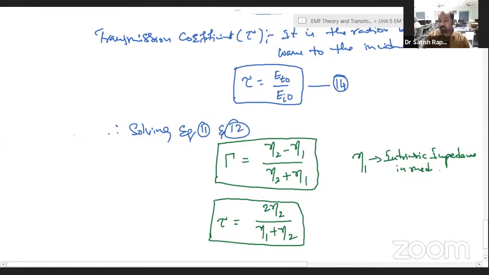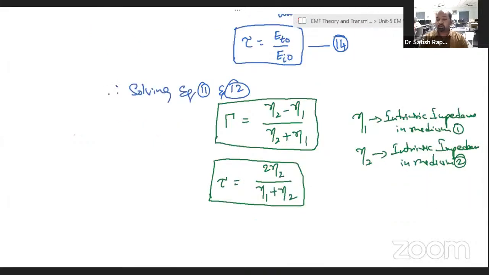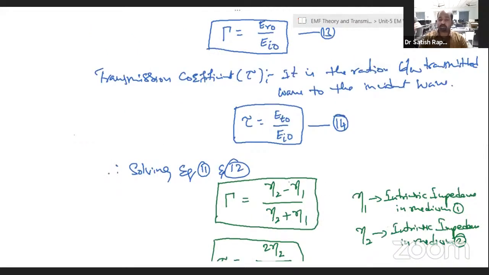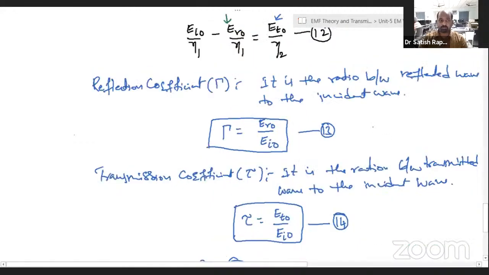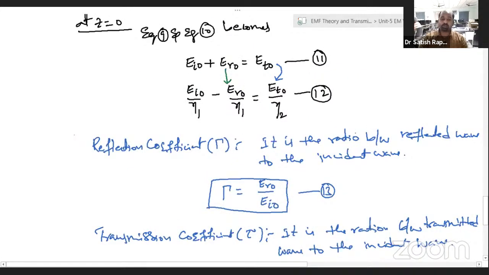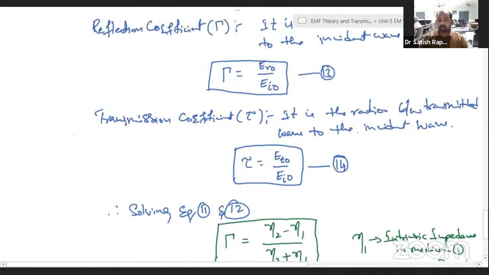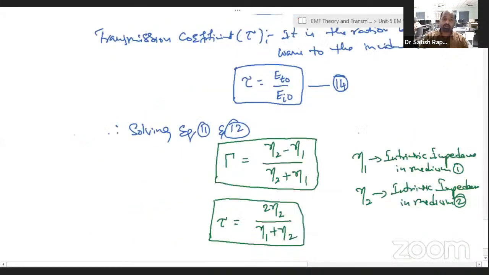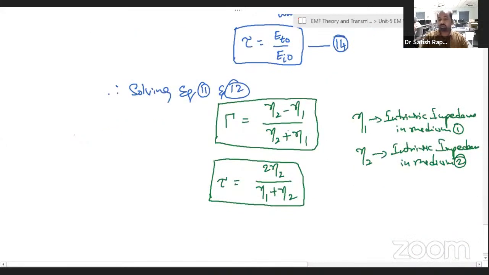in medium 1, and eta 2 is the intrinsic impedance in medium 2. So you can find this by solving equations 11 and 12 for the ratios ER naught by EI naught and ET naught by EI naught, you will get these equations. That's very important.